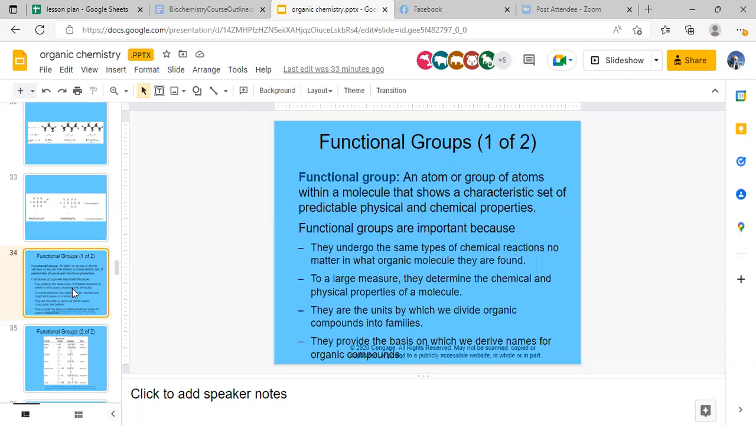So for example, alcohol, di ba? So alcohol may OH, alam natin na polar sila. Most of them are polar because of the OH. Okay, so that's the functional group in alcohols. We call that the hydroxyl. So alcohol compounds have an OH functional group. So to a large measure, they determine the chemical and physical properties of a molecule. And they are the units by which we divide organic compounds into families.